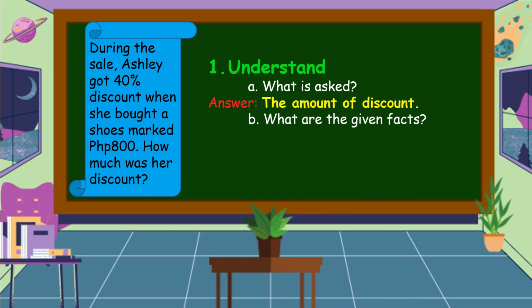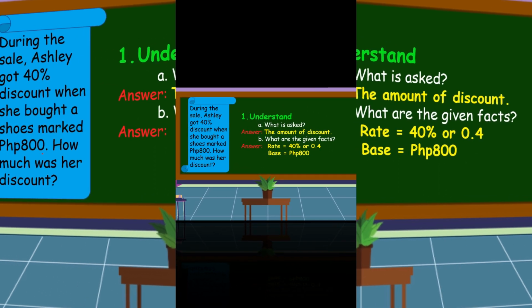Next, what are the given facts in the problem? So, meron tayo ditong 40% at 800 pesos. So, pag ang number may katabing percent sign, ito yung ating percent rate. At pag sinabi nating mark price, ito yung ating base. So, ang given facts natin ay 40% or 4/10 and 800 pesos.